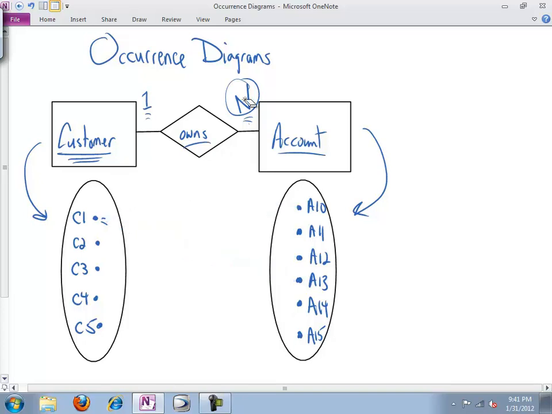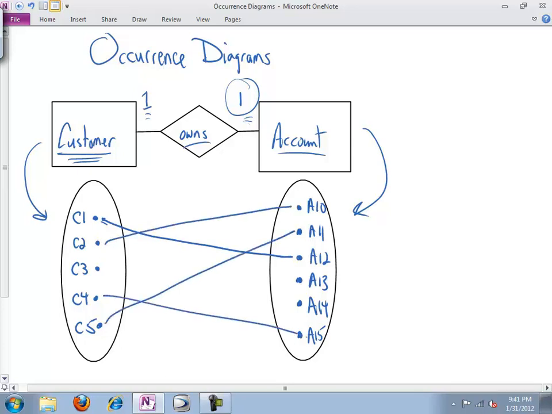On the other hand, if this were 1, which would be a weird cardinality, but if it were, we could have this situation, this situation, this situation, this situation. This is fine. What we could never have is something like this, where customer 2 has both account A10 and account A13. That is a no-no, because we are saying that the cardinality is such that a given customer can own at most one account, which means one or the other of these has to go, so that would not make sense, and we'd have to get rid of one of these bad boys.